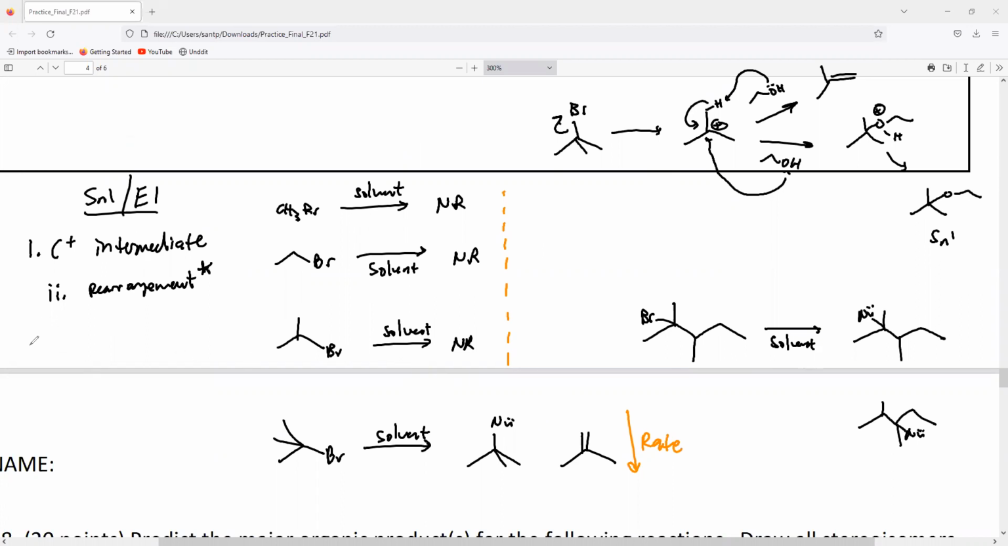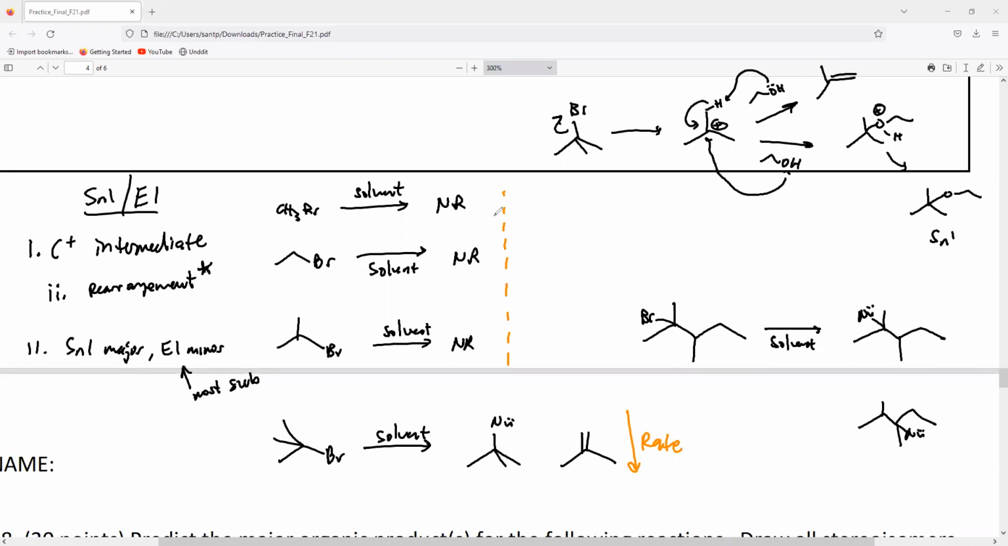Now, generally SN1 is the major. So if you just have to put the major product, you can get away with just putting SN1. But I don't think you'll get in trouble if you put in the minor product for E1. Just remember that the E1 minor product is always the most substituted.